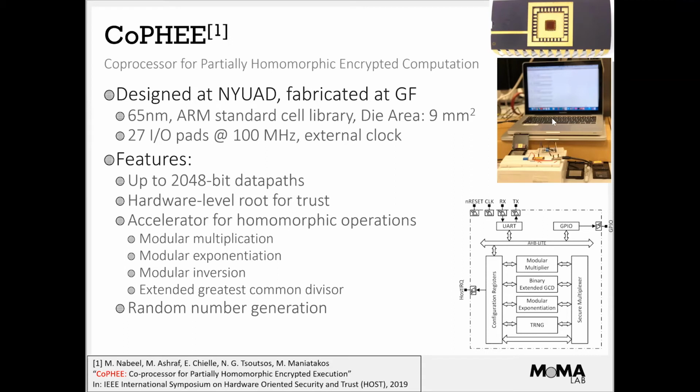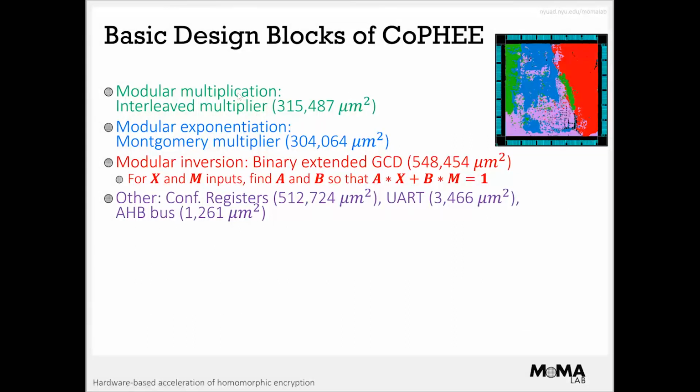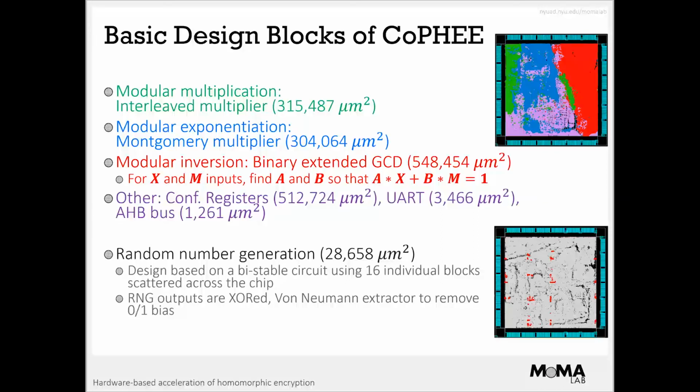Very briefly, this is what the design looks like. The biggest part of the design was the GCD, the greatest common divisor, that is used for the modular inversion that we needed. There's modular multiplication, and the modular exponentiation also is spread out, and there's some other configuration registers. We also added a true random number generator in order to get the randomness needed for semantic security for our homomorphic encryption support.